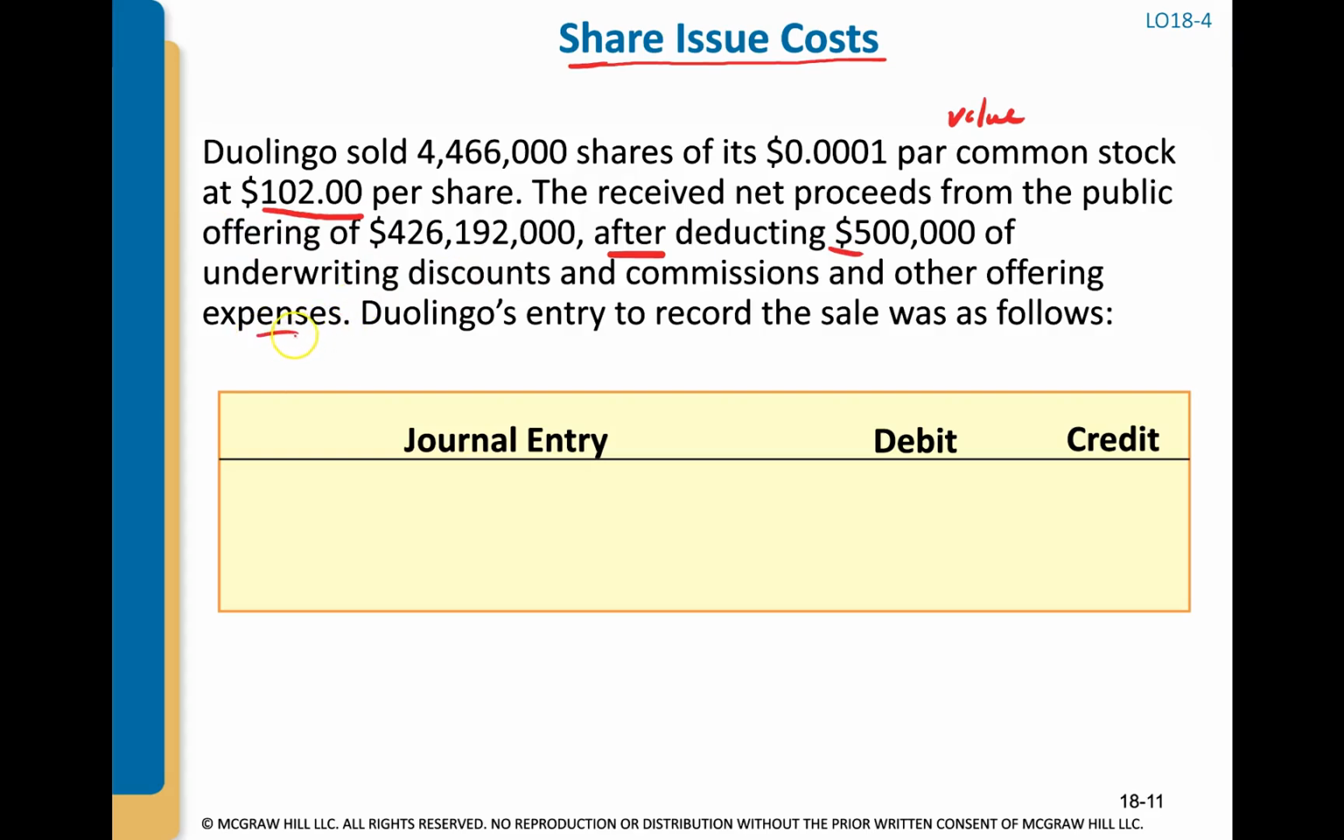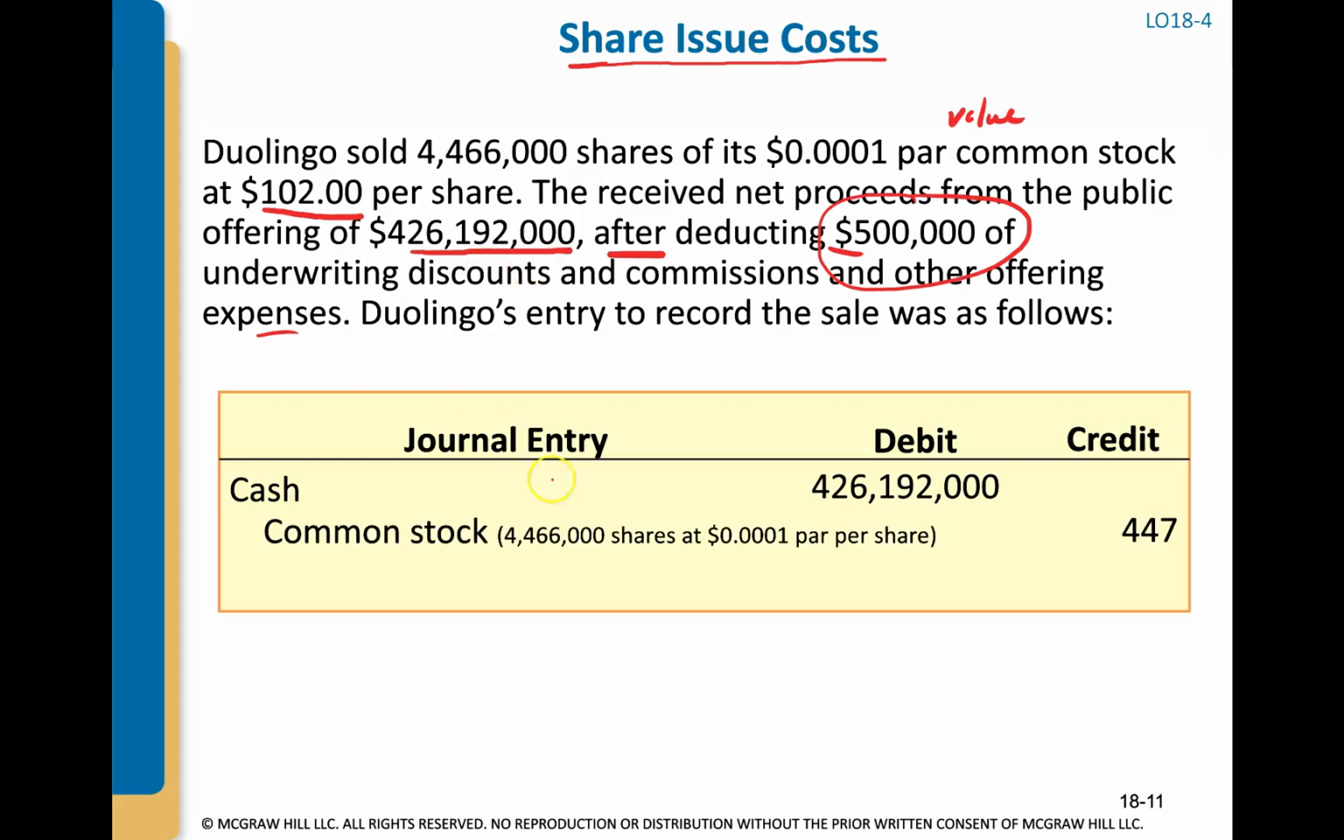So what is their entry to record the sale? We received cash for this $426,192,000, so we're going to debit cash. That's the cash that we received. Okay. And then we have to assign a value to the stock that we've issued. And what do we do with this $500,000 of costs that were associated with selling these shares? Well, the rule is that we do not record an expense for that item. When we're doing share issue costs, we just reduce the value of the paid-in capital. And let's go through it.